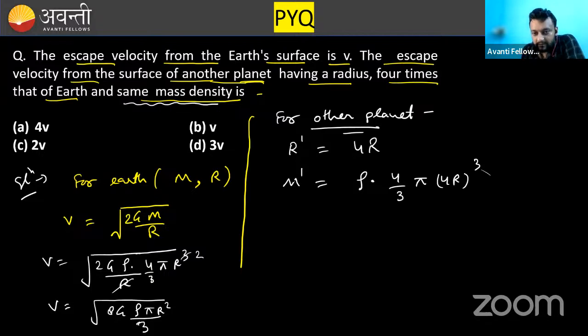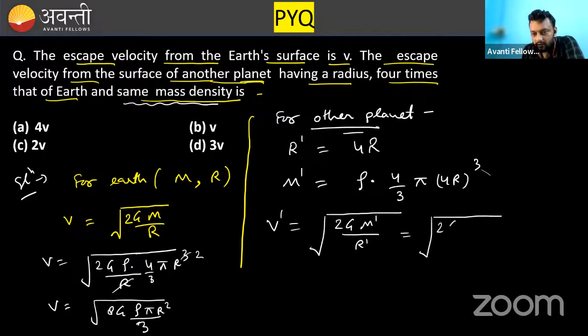Now, we know the m dash, we know the r dash. Now we are putting the values for v dash. The new escape velocity will be root of 2G m dash by r dash. Now put the values. 2G, m dash is rho, 4 by 3 pi, 4r, that means 64 r cubed, divided by 4r.